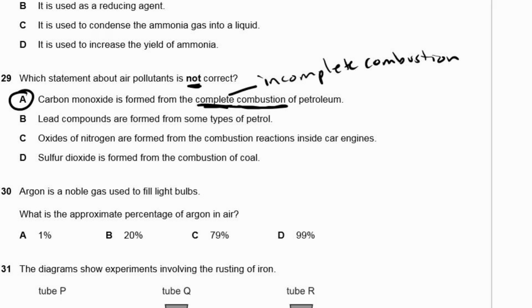But let's just check to make sure none of the others are. Lead compounds are formed from some types of petrol. That is absolutely true. They have to actually take the lead out of the petrol to make it safe so that the lead compounds aren't formed. Oxides of nitrogen are formed from the combustion reactions inside car engines. Absolutely true. And sulfur dioxide is formed from the combustion of coal. Yes, because sulfur is one of the impurities. So the answer is A.